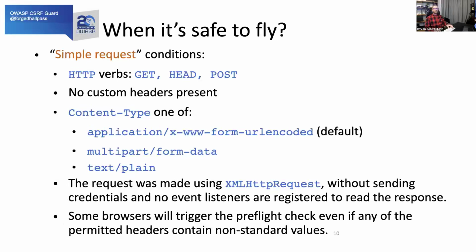Some browsers will trigger a pre-flight check even if any of the permitted headers contain non-standard values. So for example, if you would give a value for the content type other than those, maybe a random value. I believe this is how some of the browsers, for example on iOS, work.